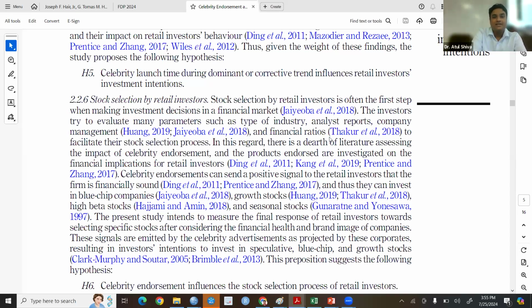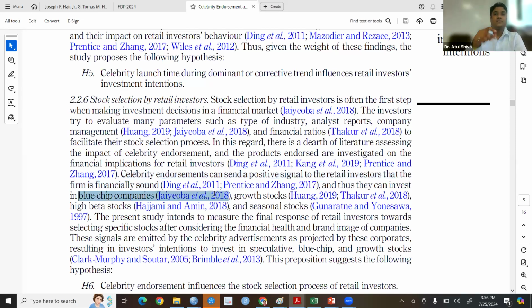तो जहां हुई भी है तो वो है दूसरे कंट्रीज में, Clark, Murphy and Young, ऑस्ट्रेलिया में. ये दुनिया के इन कंटेक्स्ट में. फिर celebrity can send a positive signal to people like me and you, retail investor, that the firm is financially sound. मुझे ये बहुत देखने की बात है कि फर्म साउंड है, क्योंकि उसमें तो रणवीर सिंह, अमिताभ बच्चन आ रहा है, सचिन तेंदुलकर आ रहा है, राइट, विराट कोहली को मैं लेकर आ रहा हूँ एडिडास के लिए. So celebrity can give a positive signal and thus they can invest into blue chip companies.